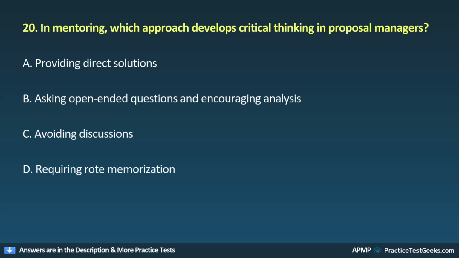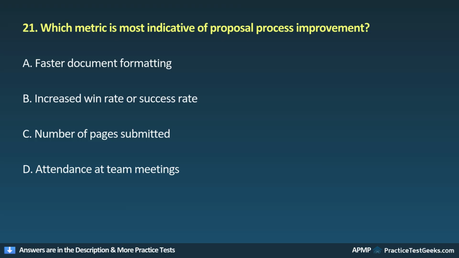20. In mentoring, which approach develops critical thinking in proposal managers? A. Providing direct solutions. B. Asking open-ended questions and encouraging analysis. C. Avoiding discussions. D. Requiring rote memorization. 21. Which metric is most indicative of proposal process improvement? A. Faster document formatting. B.